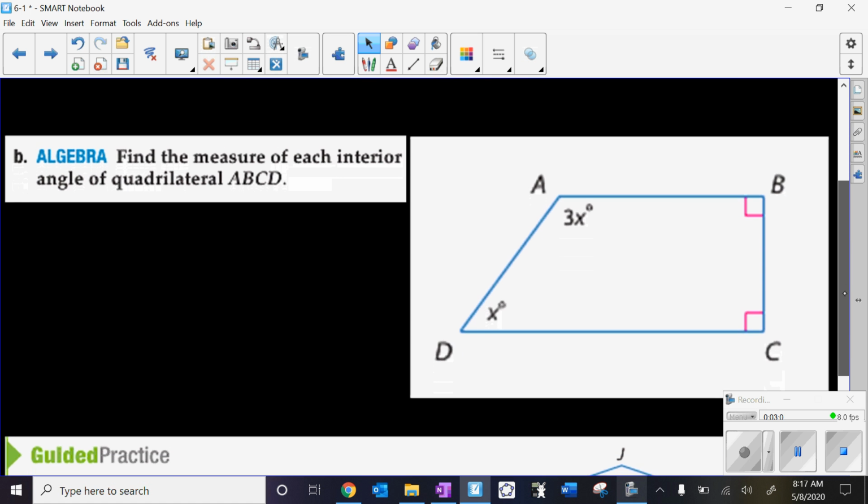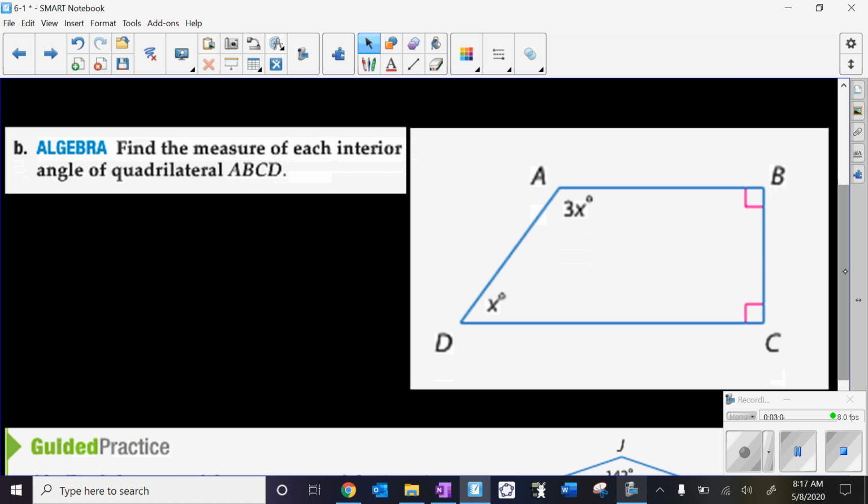For part B, they want us to determine what the value of each angle is in this case. So first, we're going to write an equation that deals with the sum of the interior angles. We already know that angle B and angle C are 90 degrees each. We need to find x so that we can find angle A and angle D. So first, I'm just going to add up everything I know in this quadrilateral. I see a 3x and an x, that gets me 4x, plus I see a 90 and a second 90, gets us 180, and that's going to equal some value.